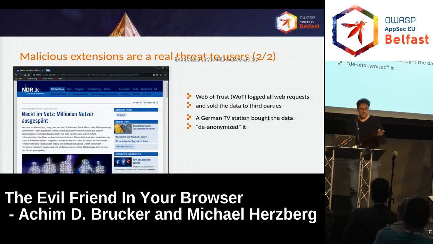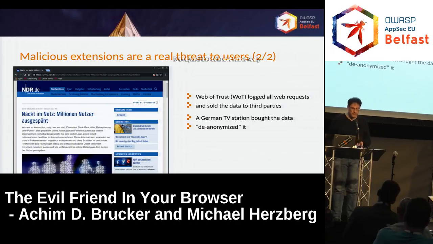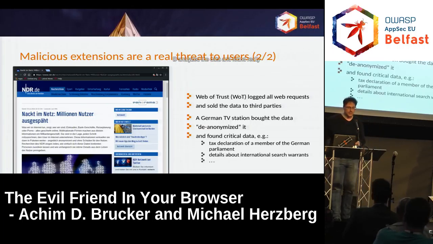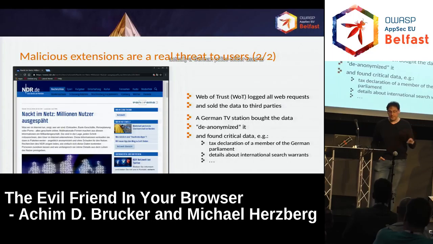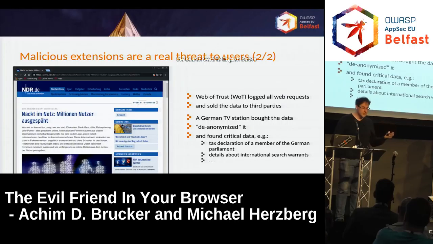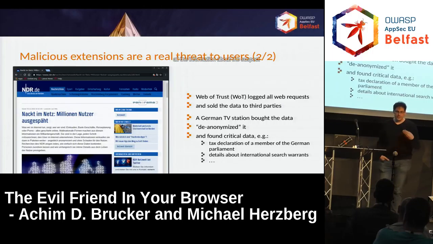And if you want to know the details about that, there's a nice conference talk from the last CCC Chaos Communication Congress where you can look up more details on YouTube, for example. They de-anonymized the data and found really personal data in there. Tax declaration information from German members of parliament, details about an international search warrant where a German police officer used Google Translate for translating parts of the search warrant to English before contacting the colleagues in the UK. So all the information about the suspect was actually in that data.